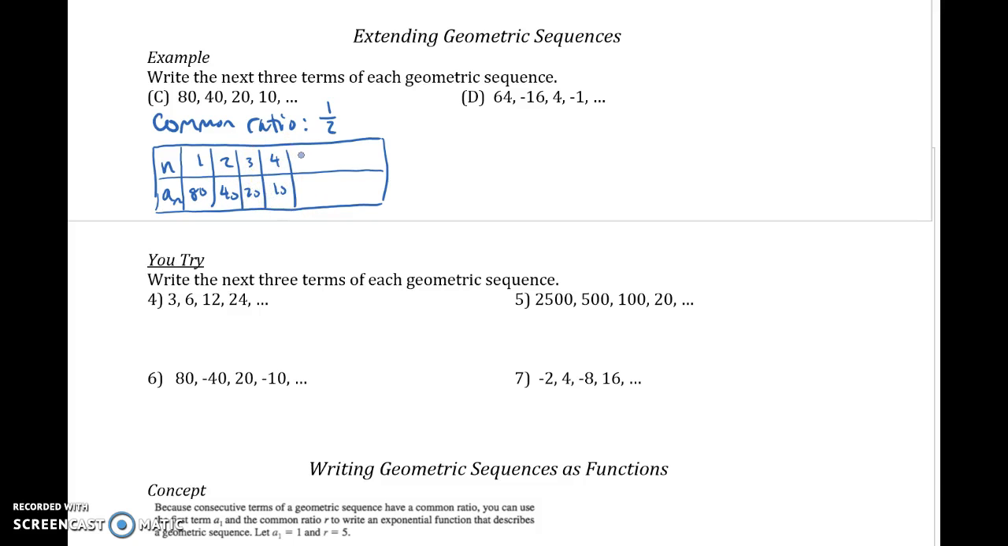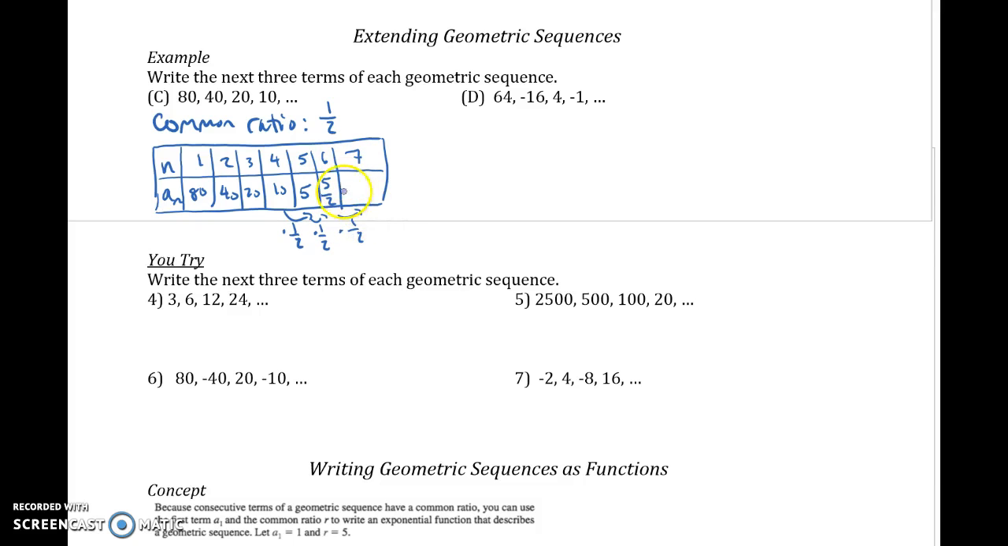the fourth term is 10. Then I want to do the fifth term, so I'm going to divide by 2 or multiply by 1/2, which will give me 5. Then the sixth term, I want to multiply by 1/2 again. 5 times 1/2 is 5 over 2. And then my seventh term, which is where I want to stop, I'm going to multiply by 1/2 again.